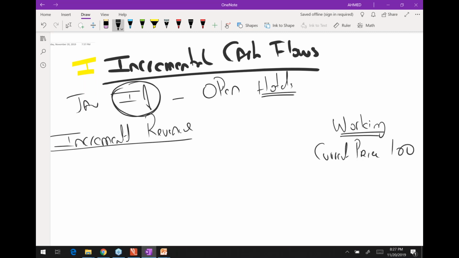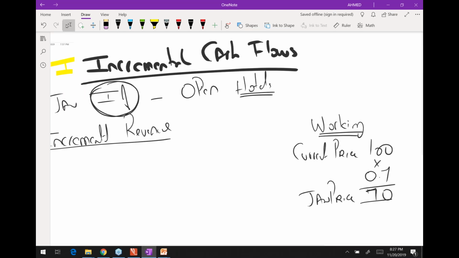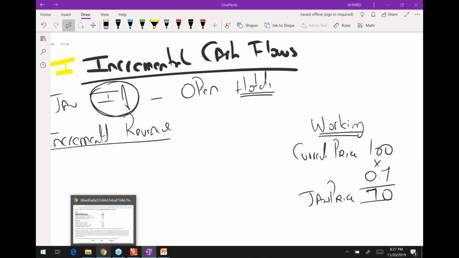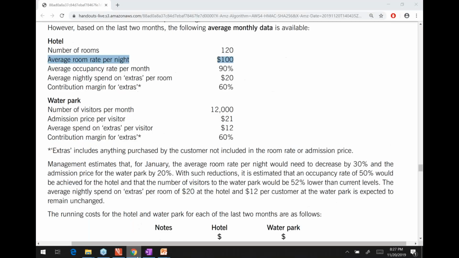Okay, 30% reduction means let me work out the 70% of this because I need to reduce. So the price for Jan will be $70. So 70 will be the price for the month of Jan. Clear? I hope this is clear to all of you.